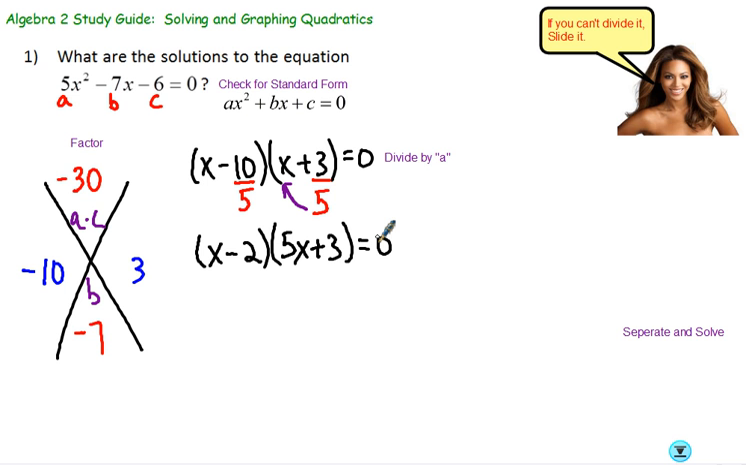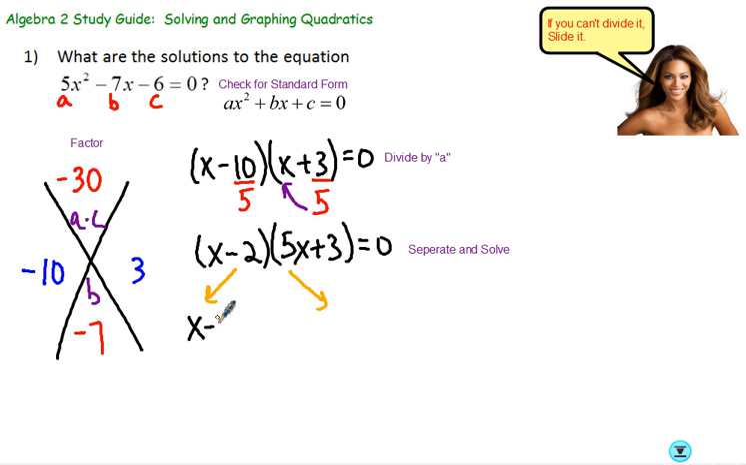equals 0. So what I now have is it factored. What I have to do from this point is just separate and solve it. What we mean by separate and solve is that I need to pull these two things apart, because you're trying to solve for x, right? But you've got an x here and an x there. So you have to create two separate equations so that you can solve for x.